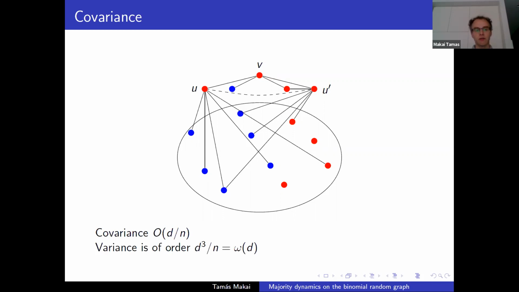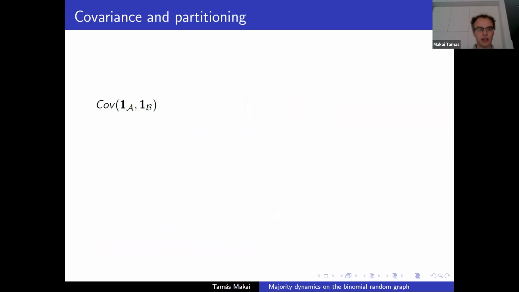Unfortunately, this would lead to a variance which is of the order d cubed over n. And for our range of d, this is much, much larger than d. So we don't actually have a variance of the right order of magnitude. So let's take a closer look at the covariance.